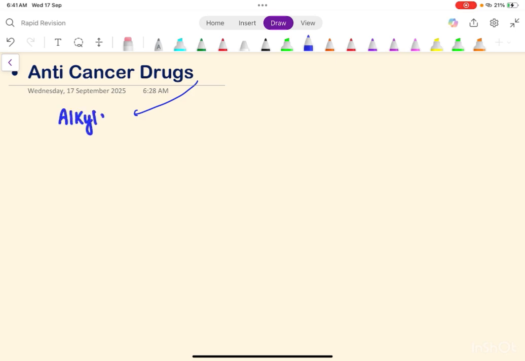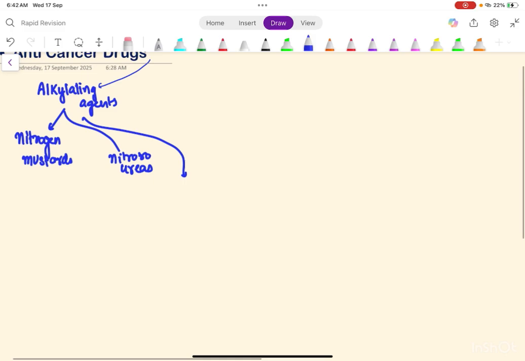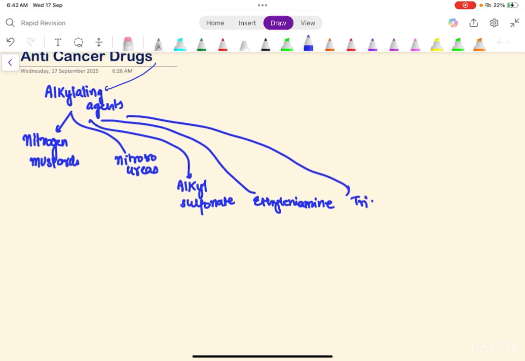Alkylating agents. Now in this you further have nitrogen mustards, then you have nitrosoureas, then we have the alkyl sulfonate, then you have something which is called ethylamine, and then you have the triazine.